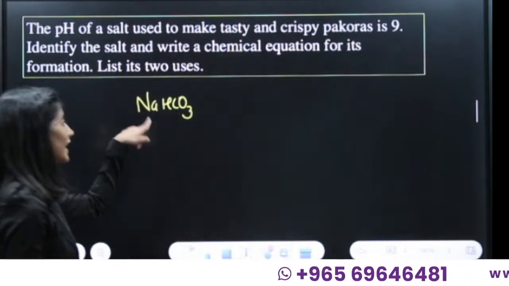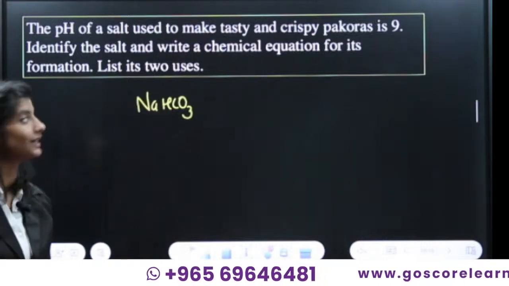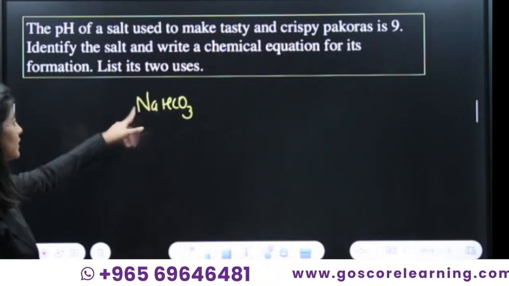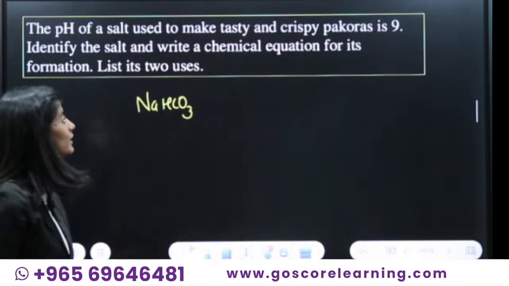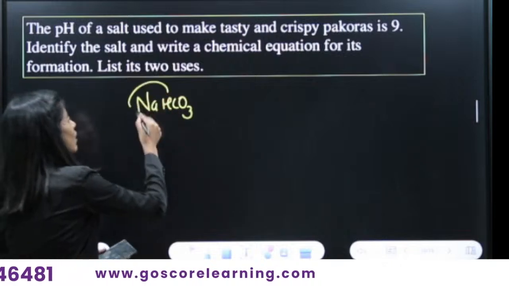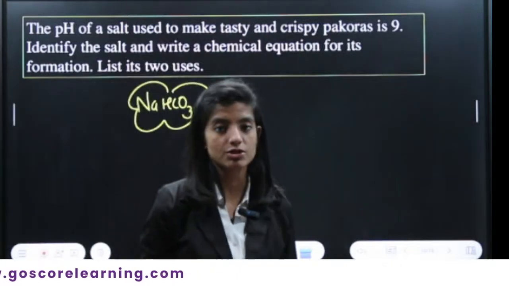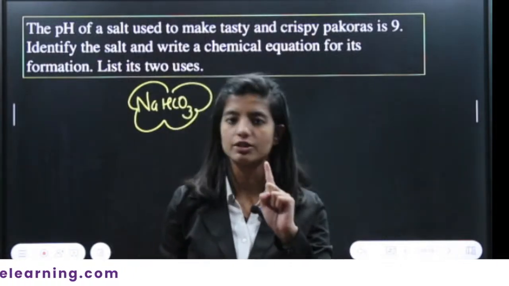That's your NaHCO3. And since it's a base, definitely the pH is 9. Now, identify the salt, that's sodium hydrogen carbonate. Write the chemical equation for its formation. You have to write down the formation of NaHCO3. They are not asking you to write the decomposition reaction of NaHCO3.